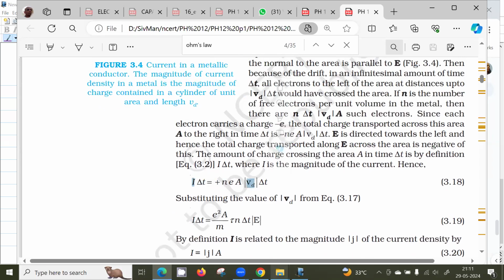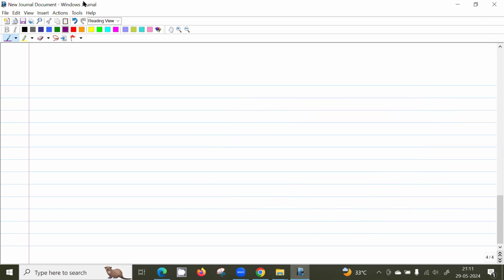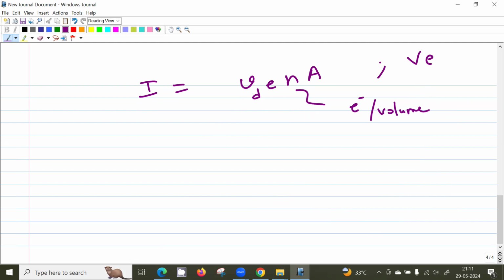With this relation, it gives me current. So I have to relate the current flowing in a conductor to the drift velocity of the electron. Here e is the electron charge, n is the number density of electrons, number of electrons per unit volume. The way to remember this formula is: v, now one e is not there, so it's v, e, n, A. v is the drift velocity, e is the electron charge, n is number density of electrons, and A is the area of the conductor.